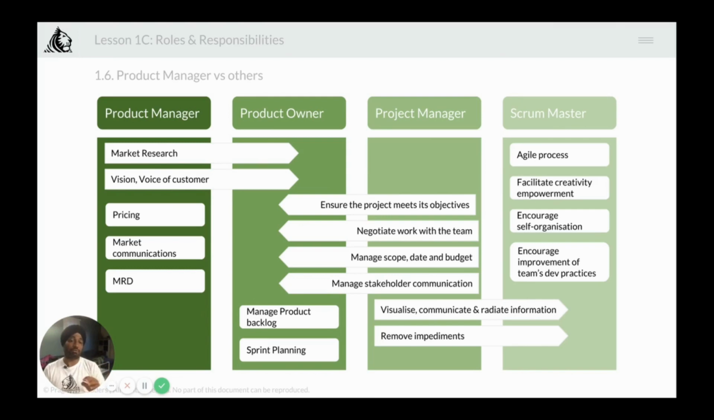Similarly, project manager would visualize, communicate, and radiate information all the way to Scrum Master, right? And project manager will try to remove the impediments that a Scrum Master might be facing. A Scrum Master would be responsible for running the Scrum properly, right?